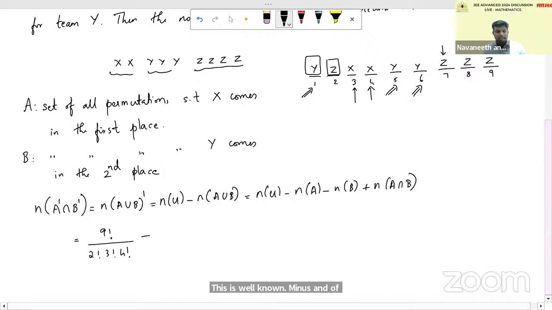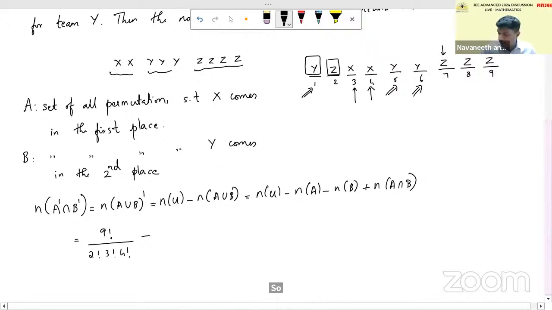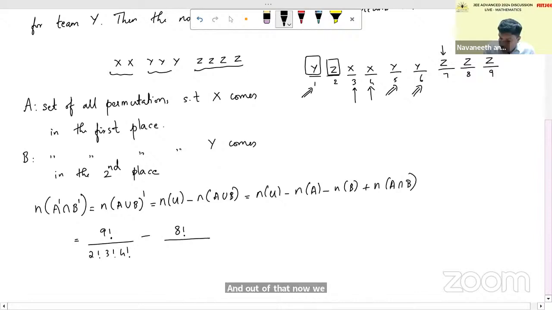N of A means X comes in the first place. Remember that we don't want that. That's why we're subtracting it from the total. So if X comes in the first place, then we have remaining 8 objects, X's and Y's and Z's. And out of that, we have already kept the X in the first place. That means there are now 3 Y's and 4 Z's. So we have to divide by that.